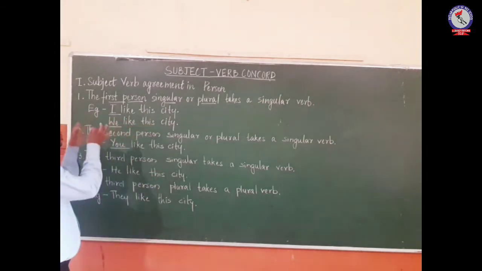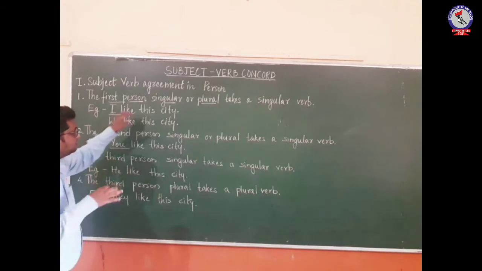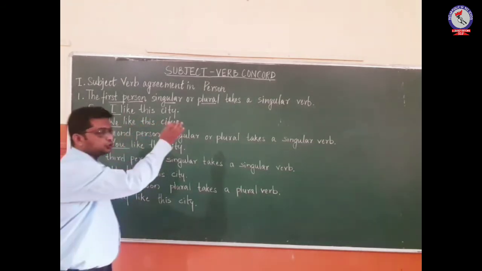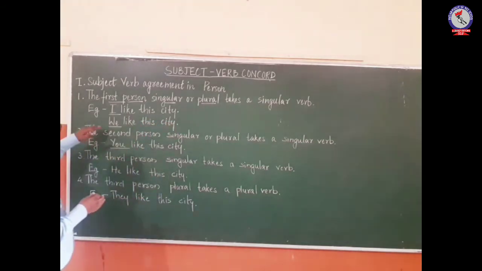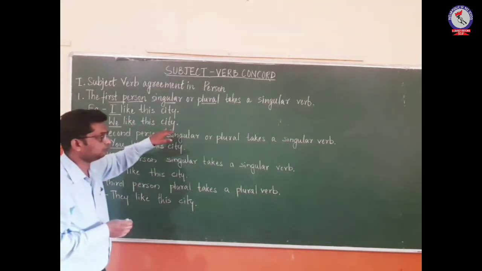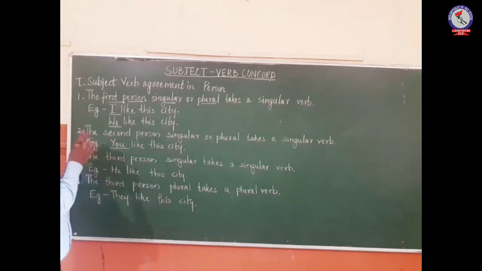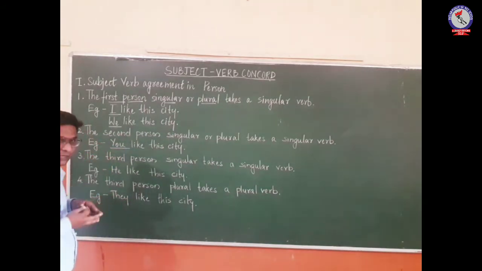Now, this is first person singular. I like this city. It will have a singular verb. See another example. We like this city. It will have a singular verb as well.